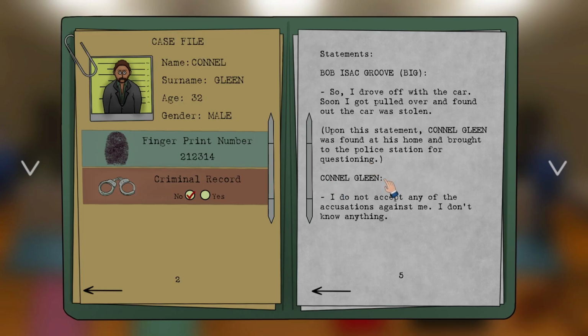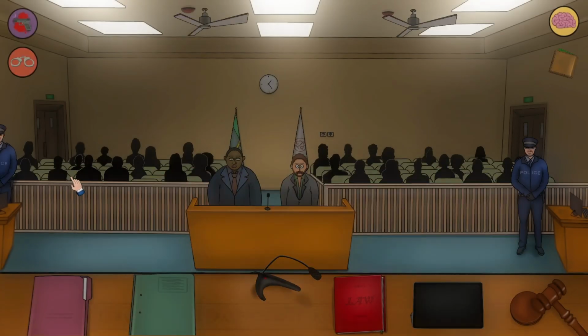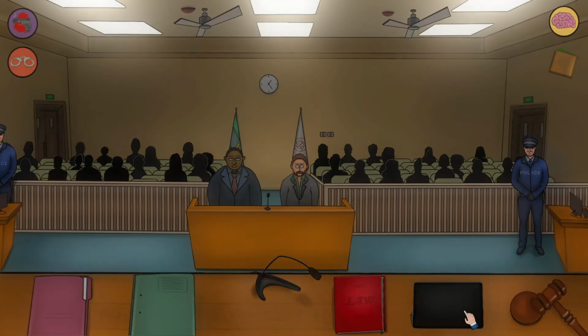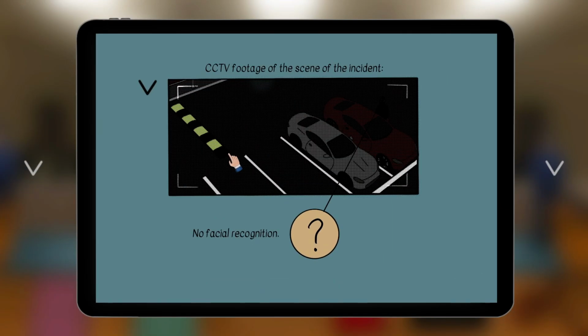And now here's our statement from Connell. I do not accept any of the accusations against me. I don't know anything. But you do know, because your fingerprint number 212314 was clearly on the cigar scissors that was in the vehicle. And there is digital evidence as well. We got camera recordings, but no facial recognition.